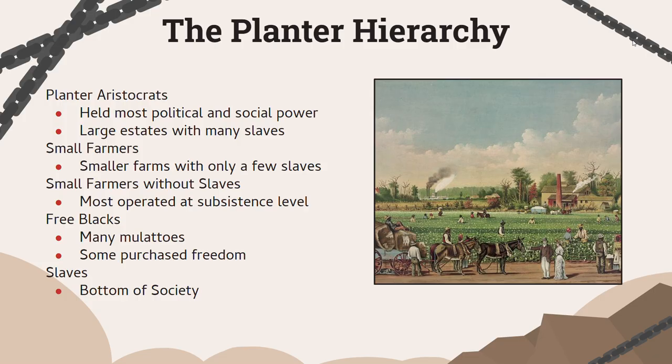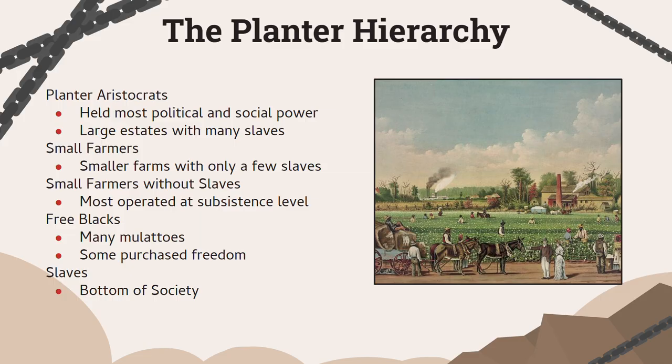So in the South, we had an aristocracy kind of built around the plantation. At the top of this hierarchy were your planter aristocrats. They had most of the political power, they had most of the social power, and they had these huge, large plantation estates with many, many slaves, sometimes hundreds of slaves on a single estate. But that only made up a very small percentage of the population.